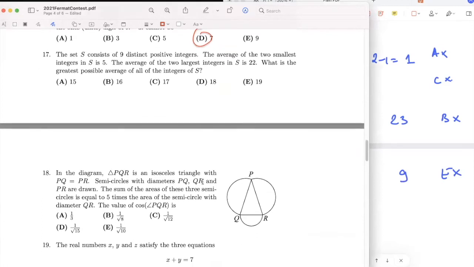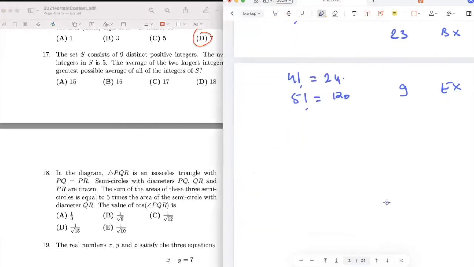The set S consists of 9 distinct positive integers. The average of the two smallest integers is 5. Average of the two largest integers is 22. What is the greatest possible value of the average of all the integers? Okay, so 9 integers, right? 1, 2, 3, 4, 5, 6, 7, 8, and 9. So for the smallest two, let's say 4 and 6.